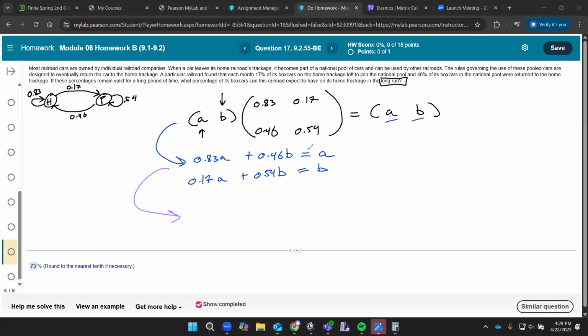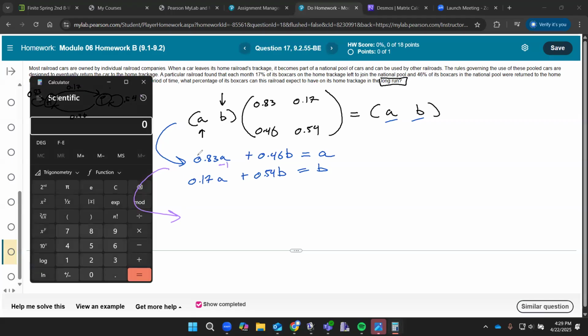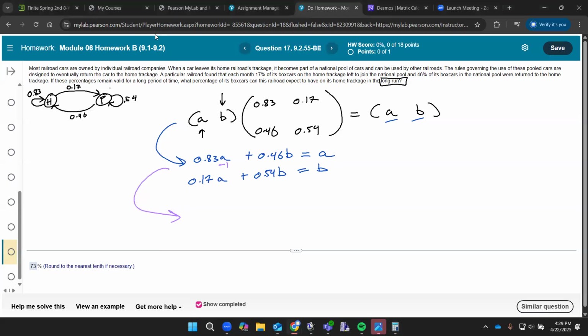So I need to subtract a on both sides. I need to get everybody on the same side. So this is going to be 0.83 minus 1. So what is that? I think it's negative 0.17, right? Yeah, so we have negative 0.17a plus 0.46b. Remember, b was the national pool, equals 0.